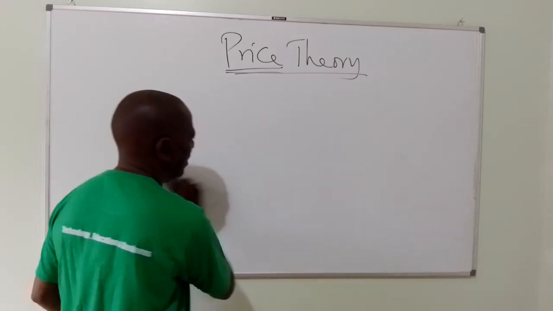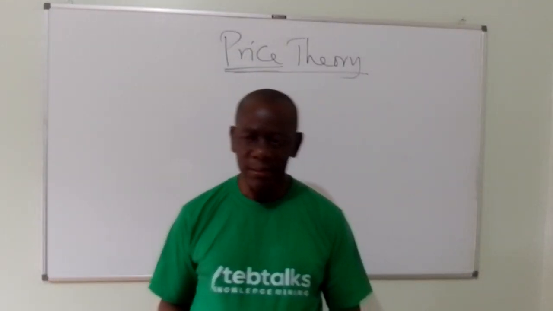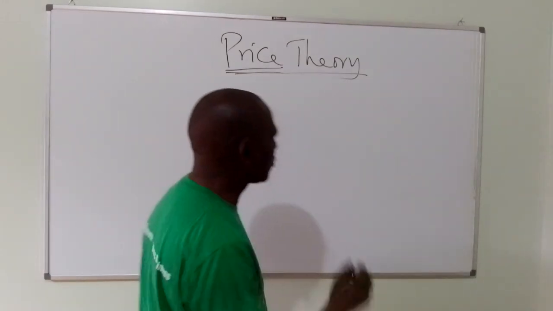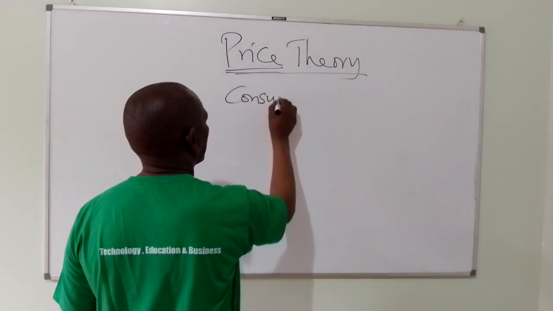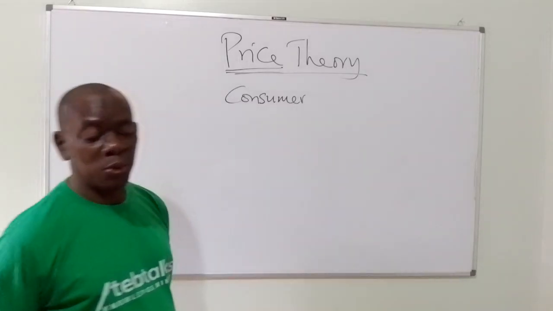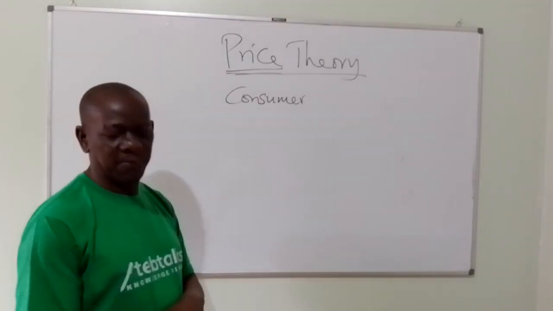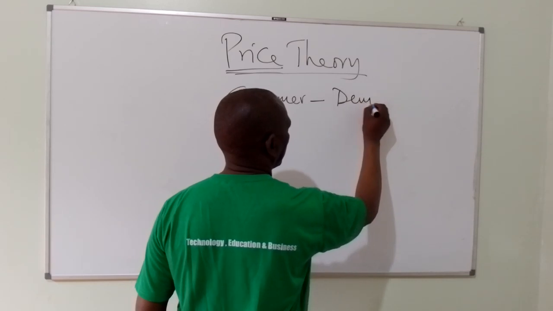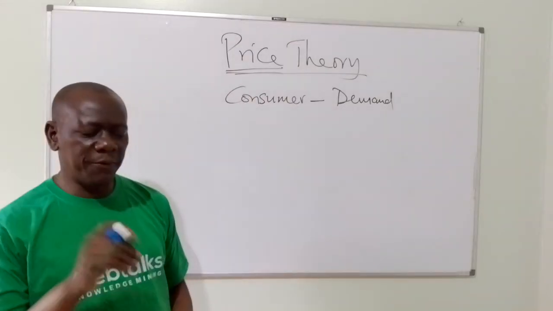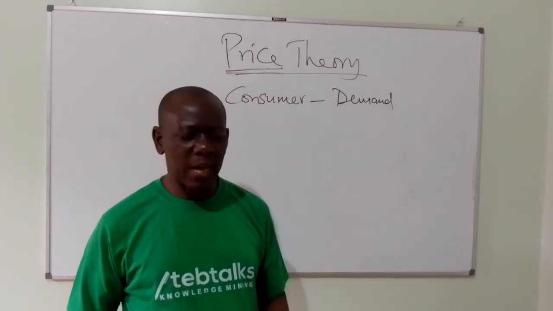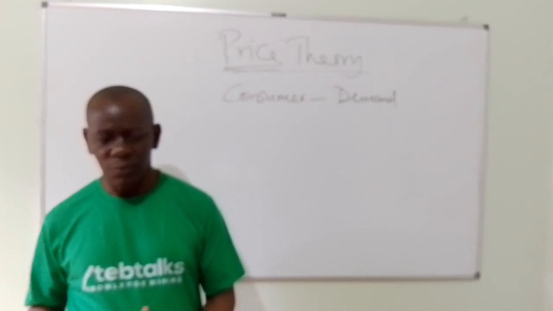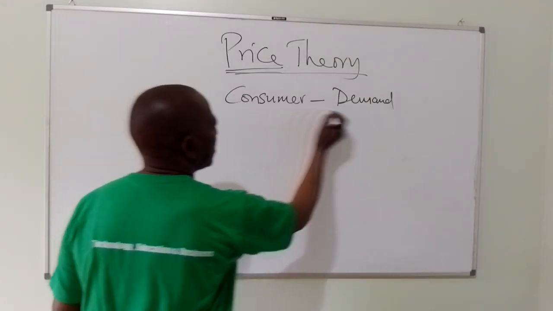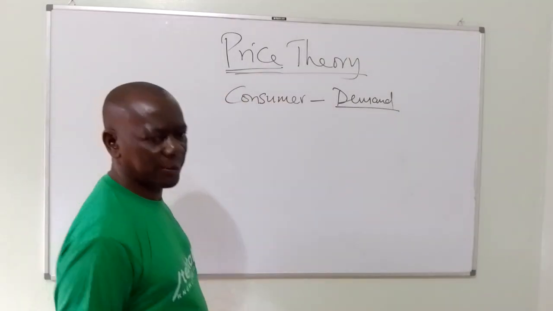Now, as we study price theory, we have areas that we are going to emphasize. We have what we call consumers. We have already talked about consumer behavior. We are going to look at consumers. What do consumers do? They demand. Every person at one point has something that he needs to buy for use, for whatever. He's a consumer. So he needs to buy the commodities. So he becomes a consumer, and what he's doing is demand.